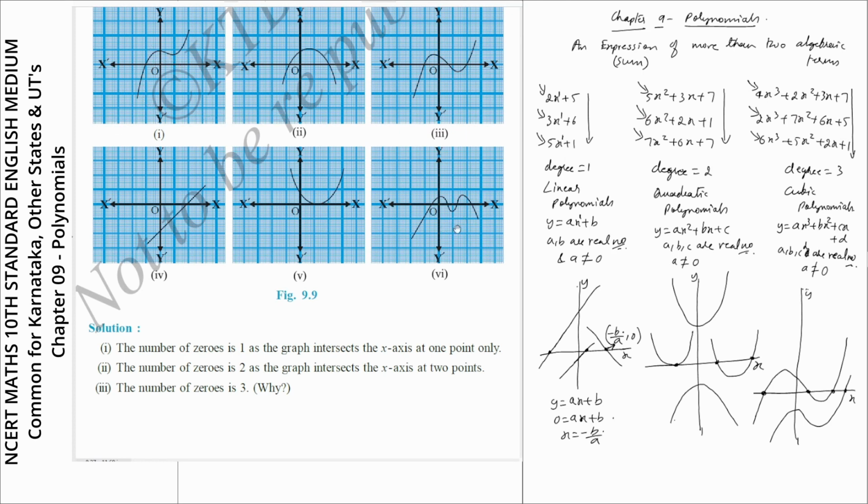Now in the last example you can see the curve is like this. It is intersecting the x-axis at 4 points, 1, 2, 3, 4. Therefore the number of zeros of this polynomial is 4.